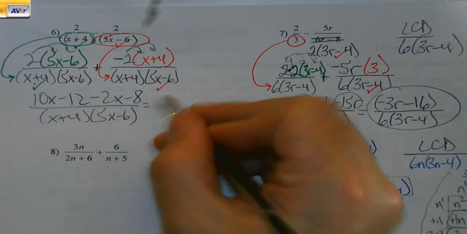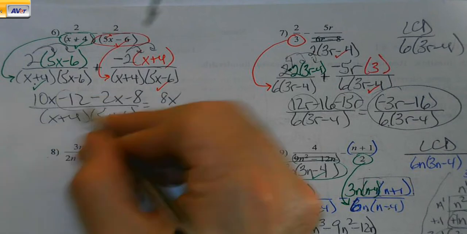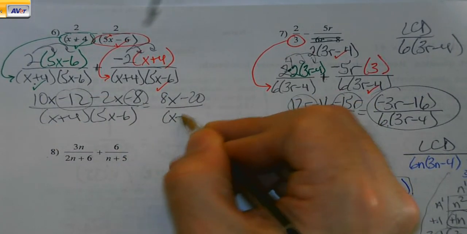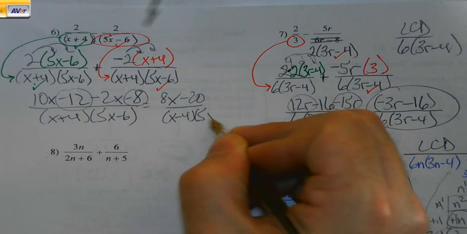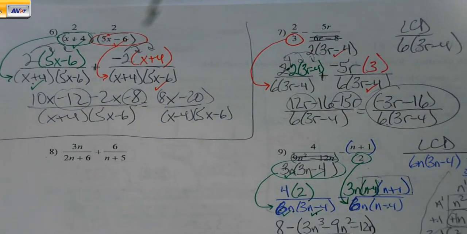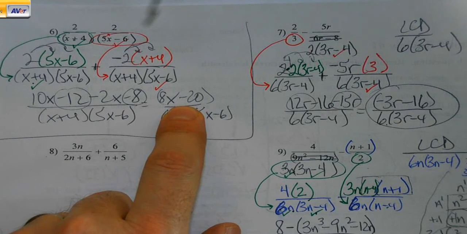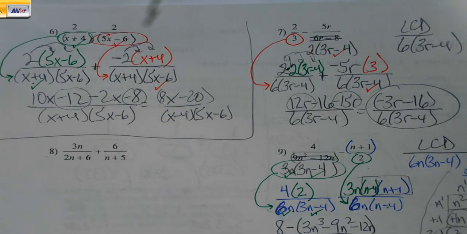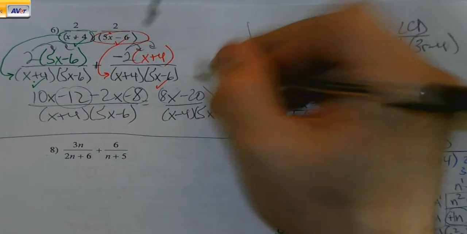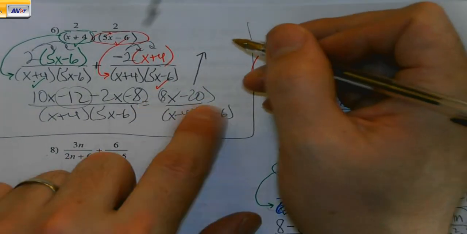10x minus 2x is 8x. Negative 12 minus 8 is negative 20. And before you circle it, before you say it's done, is there anything in your numerator that can factor or simplify? Okay? If it can, and I don't mean these x's, don't you even do... They're both divisible by 4.